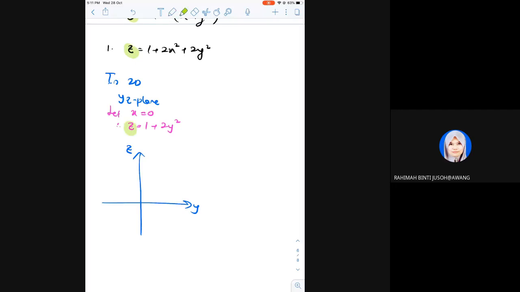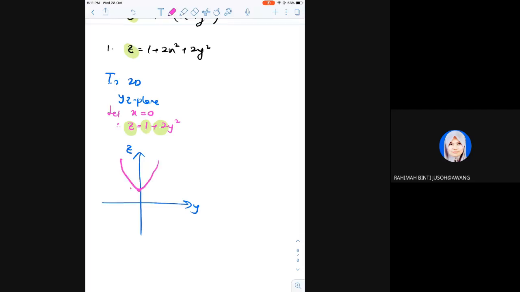So of course it's either upward or downward. Now the coefficient of Y squared is positive 2, so of course it should be an upward parabola. Mesti menghadap ke atas sebab dia positif. And then dia shift 1, so naik atas satu tangga. Alright, so it's something looks like this.